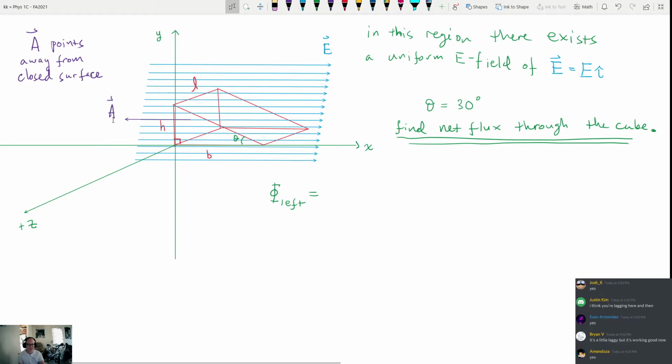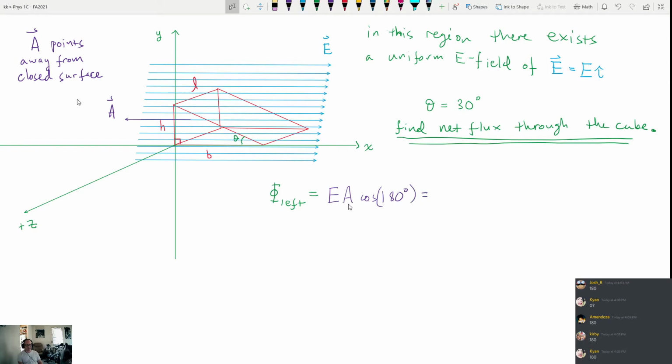So the area vector points away from a closed surface, and for the back surface it points like that. Okay, so what is the angle between the electric field, which points to the right, and the area vector that points back like this? What's the angle between the two of them? 180, that's right. So it's going to be E times whatever that area is, times the cosine of 180. That's our definition of our flux.